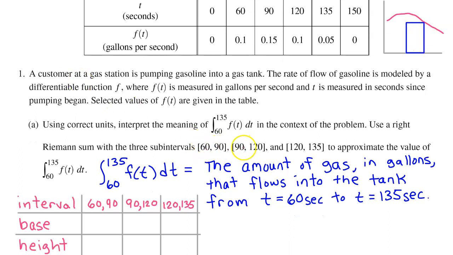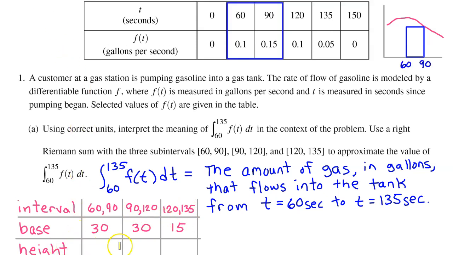We were told to use three subintervals, so that means we will need to use three rectangles to approximate the area under the curve. I've set up a column on this table for each rectangle. We know that the area of a rectangle is base times height, so I will have a row for the base of each rectangle and a row for the height of each rectangle. The base of the first rectangle is 30 because it goes from 60 to 90. Similarly, from 90 to 120 is 30, and from 120 to 135 is 15.